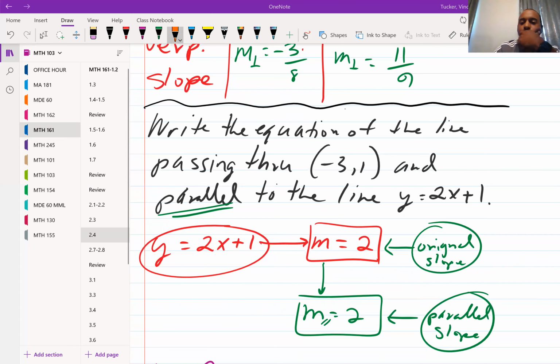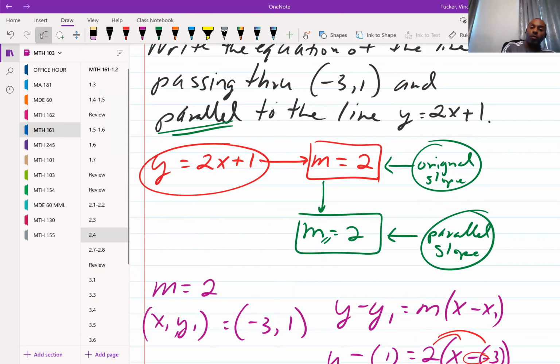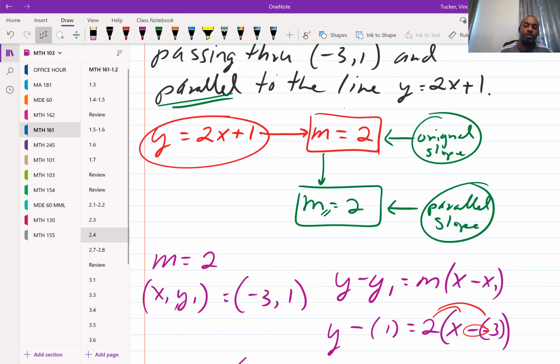All right, cool. So now we're going to lean on what we did in the last section. We have our slope and we have a point. So we use the point slope formula to find the equation of the line. So y minus y1 equal to m times x minus x1, and we plug the values in accordingly. 2 for your slope, which is m. I did it backwards, but -3 for x1, and then 1 for y1. So we plug our values in accordingly.